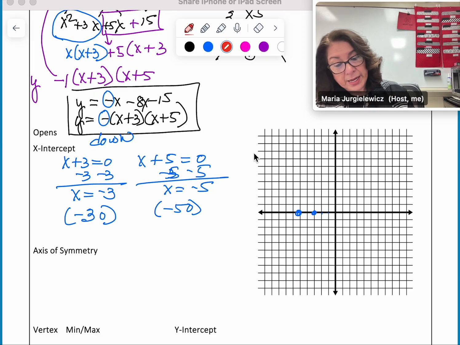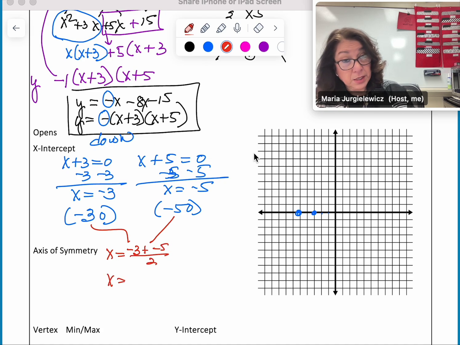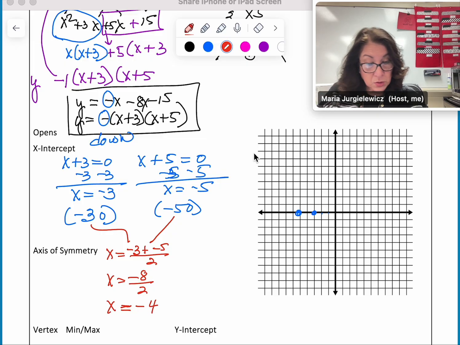All right, now my axis of symmetry. Same thing I've been doing. X is going to be equal to those two numbers added together. So negative 3 plus a negative 5, divide that by 2. Negative 3 plus a negative 5 is a negative 8 divided by 2. And negative 8 divided by 2 is a negative 4. So my axis of symmetry is this line going through negative 4.